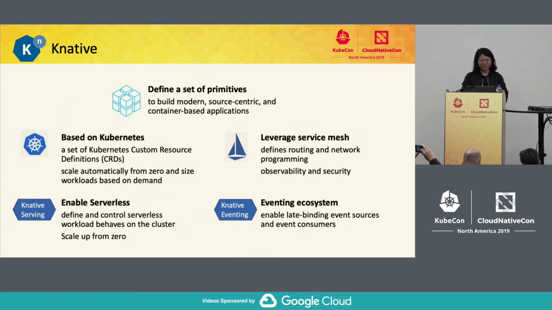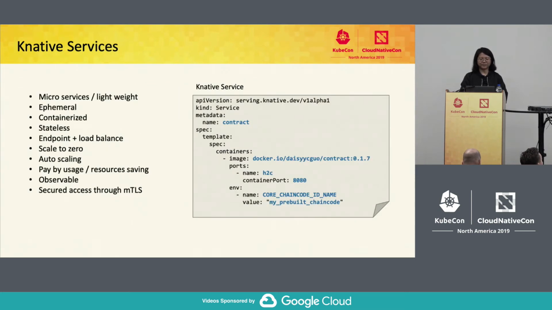There are two major components in Knative, which are Knative Serving and Knative Eventing. Knative Serving defines and controls how the serverless workload behaves on the cluster, for example scaling up from 0, or quickly creating your service from source code. And Eventing enables late binding of event sources and event consumers.